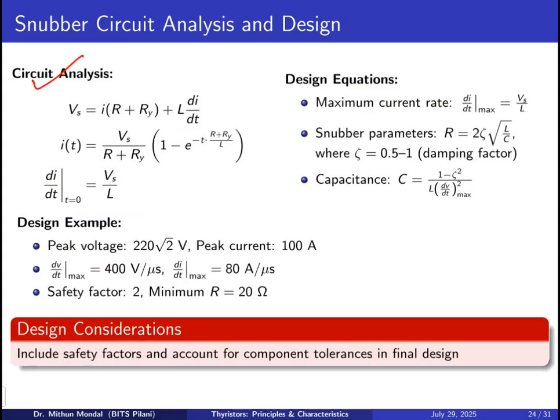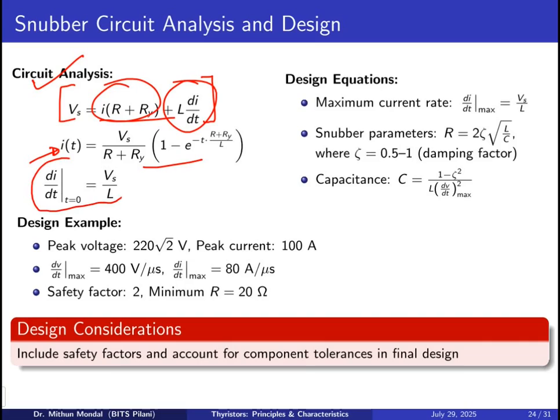Circuit analysis, if you do, then the voltage Vs can be written as the sum of two factors, one coming from the resistor and another coming from the inductor, and the current i(t) can be obtained from the solution of the differential equation, and here under zero condition for time you will be getting Vs/L.